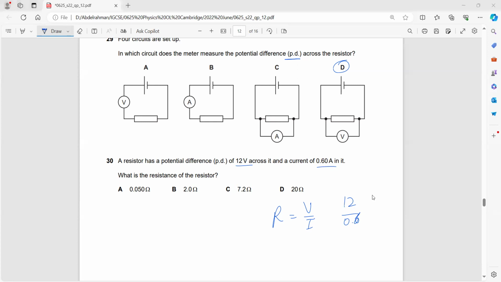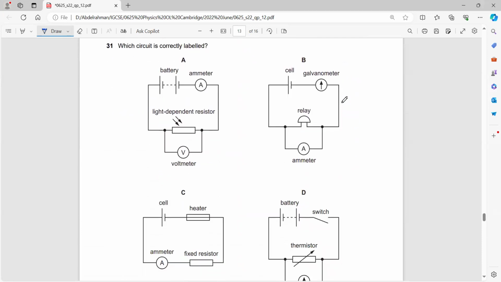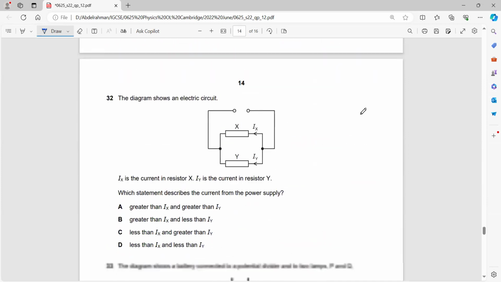This would be 20. Okay, 20 ohms. Which circuit is correctly labeled? This is not a relay, this is not a thermistor, and this is not a heater. This is a light-independent resistor, an emitter, a voltmeter, a battery. These are all correct. Okay.